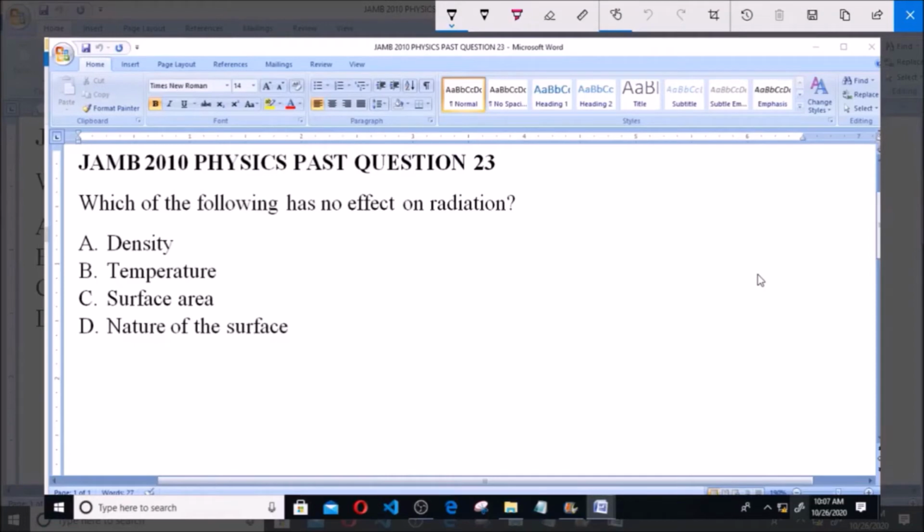Which of the following has no effect on radiation? A. Density, B. Temperature, C. Surface area, D. Nature of the surface.